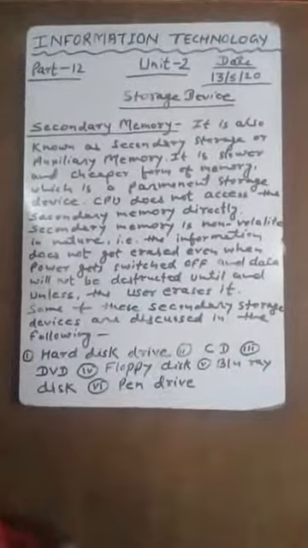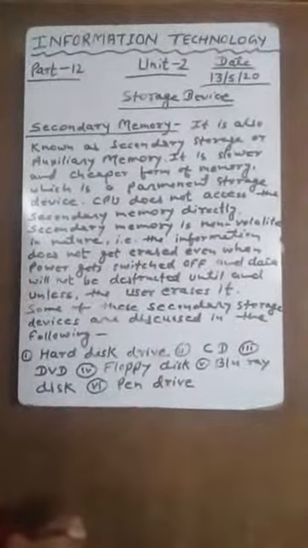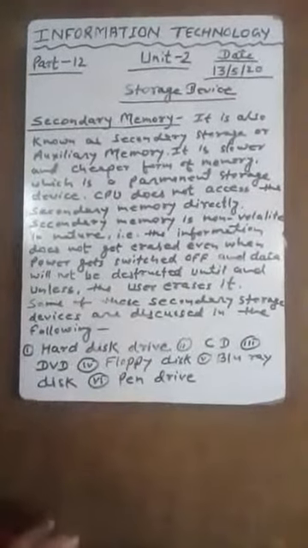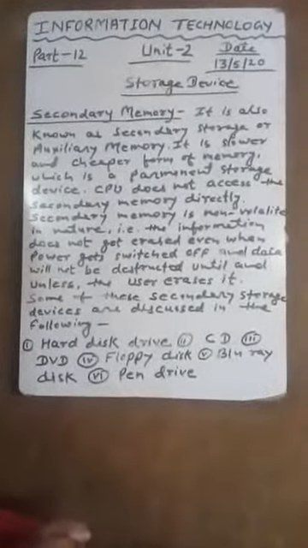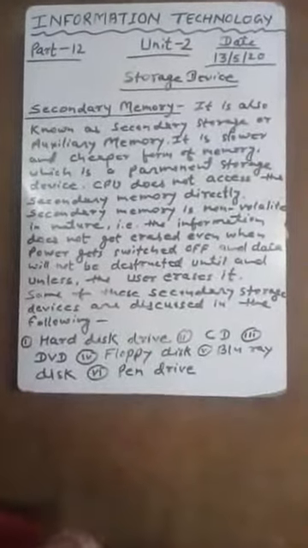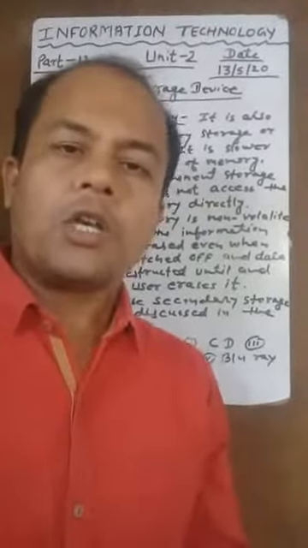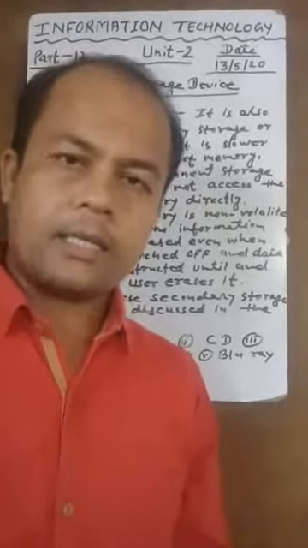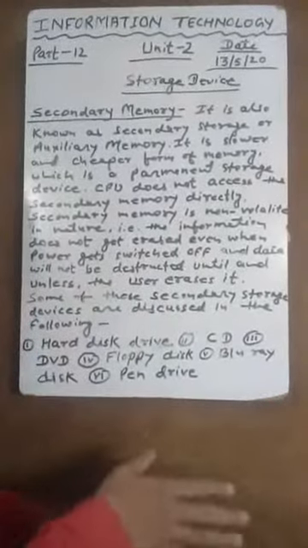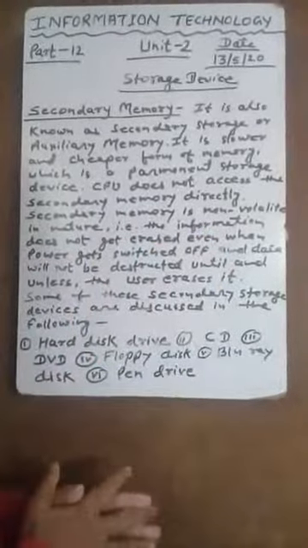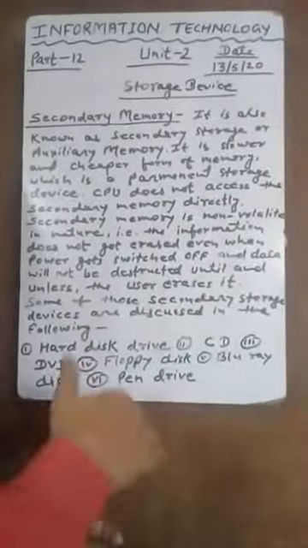That means secondary memory is auxiliary memory. It is slower and cheaper, a form of memory which stores permanent data in these devices. It is not accessed directly; the CPU does not access secondary memory directly.